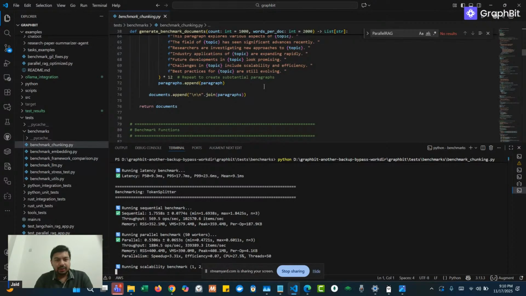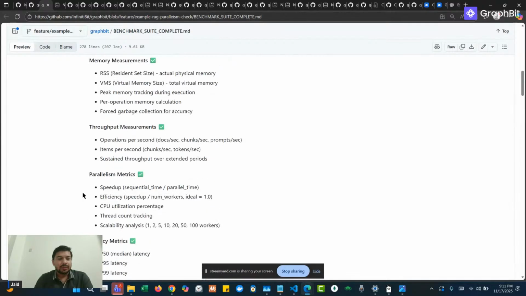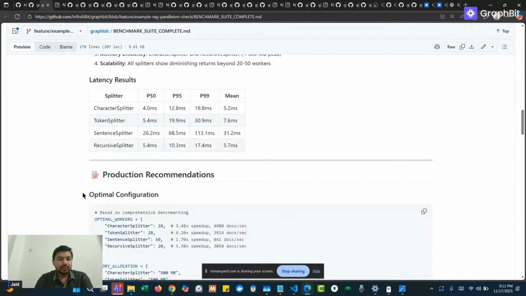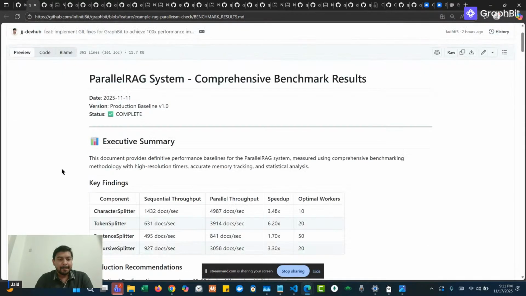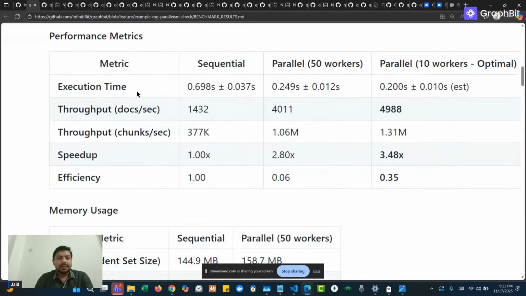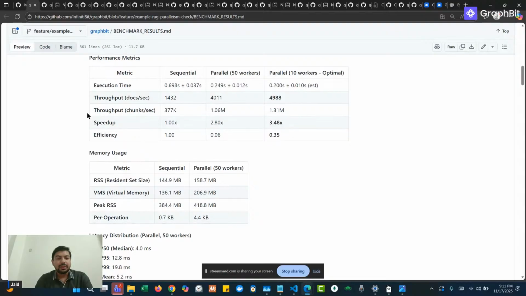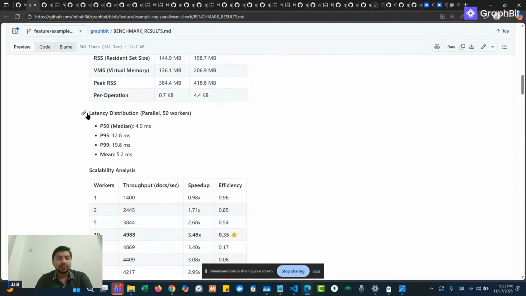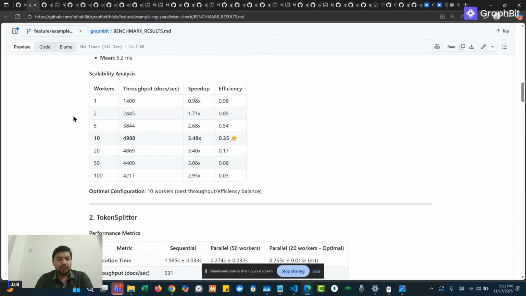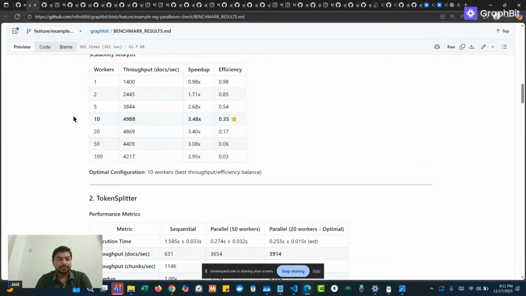Upon running this benchmark, let's see what we are actually measuring. We are measuring the execution time, the throughput in documents processed per second, the throughput in chunks per second, the efficiency of CPU computation, and also memory usage. We have also increased the number of workers per iteration.